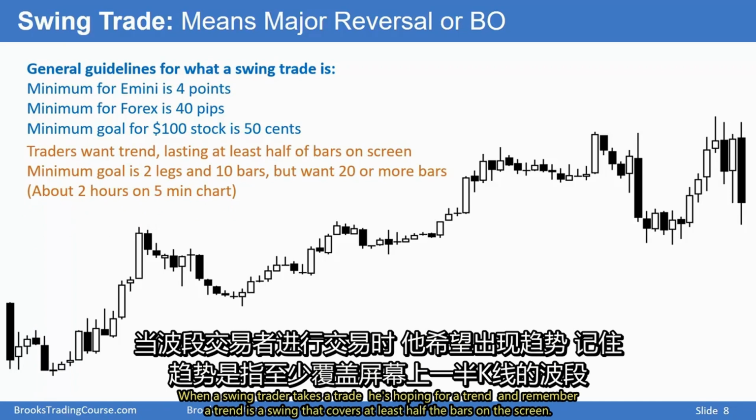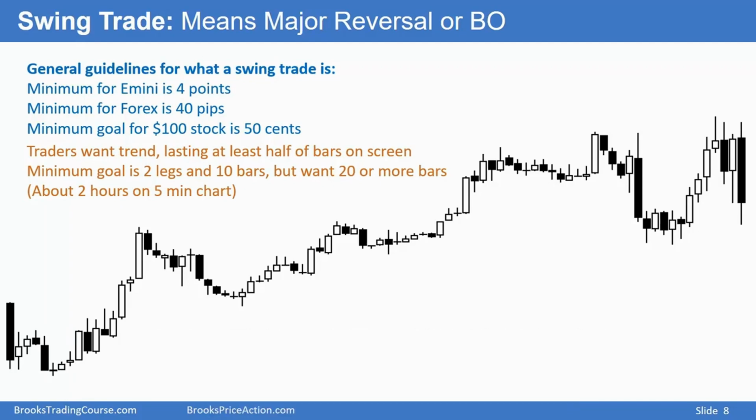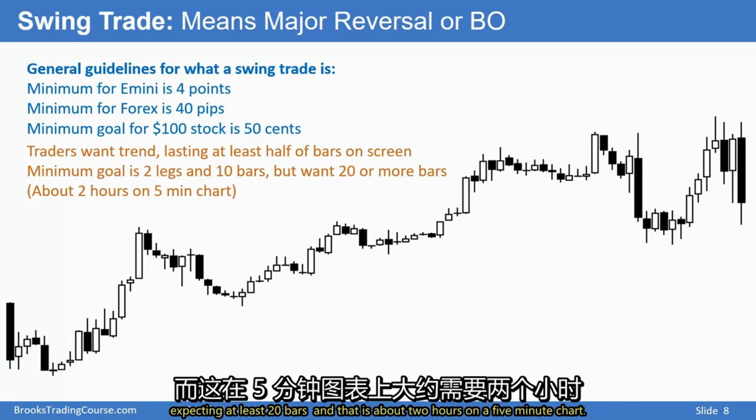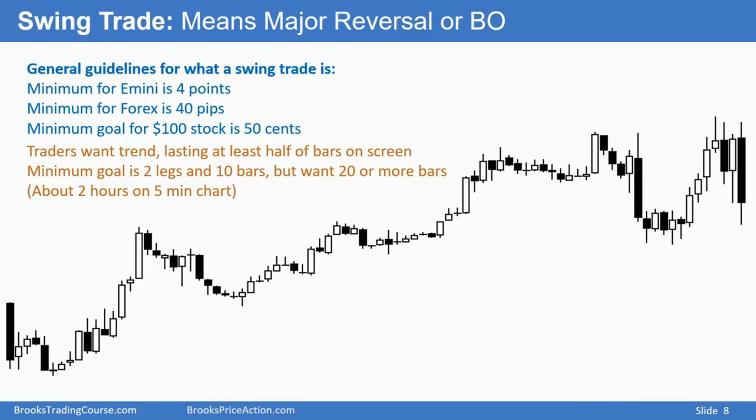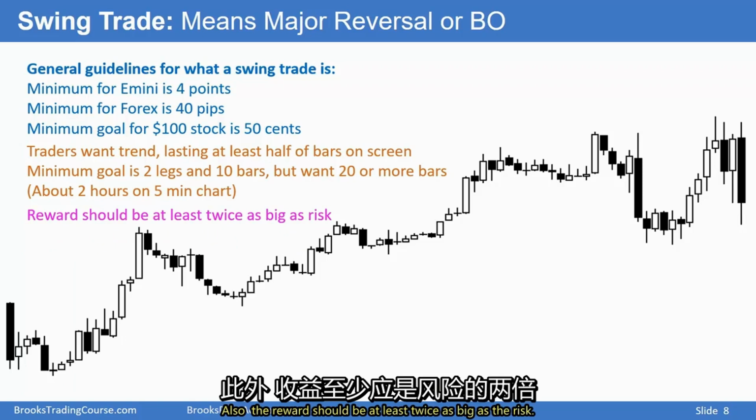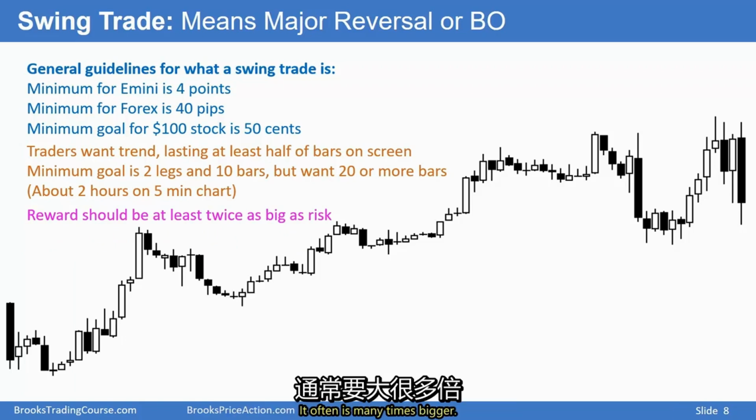When a swing trader takes a trade, he's hoping for a trend. And remember, a trend is a swing that covers at least half the bars on the screen. The minimum goal is 2 legs and 10 bars, but most swing traders are expecting at least 20 bars, and that is about 2 hours on a 5-minute chart. Also, the reward should be at least twice as big as the risk. It often is many times bigger.